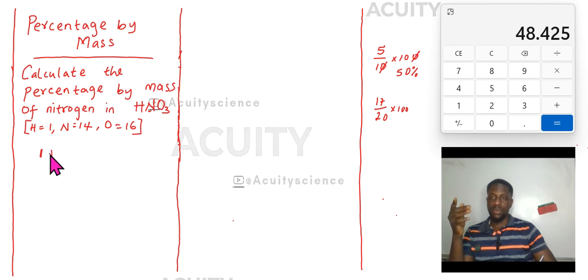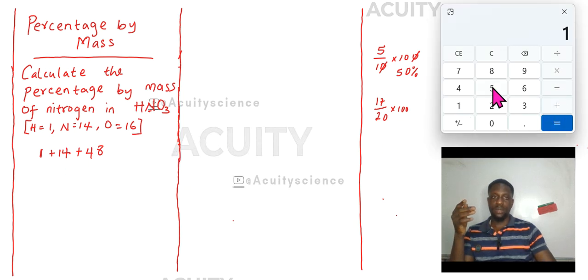So 1 plus nitrogen is 14, and oxygen is, all right, let's find out, 16 times 3 down there. Okay, so 48. So plus 48. So we want to add 48 to 15, and then you have 63. So 63 grams per mole.